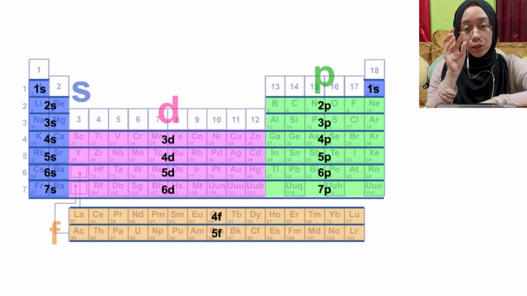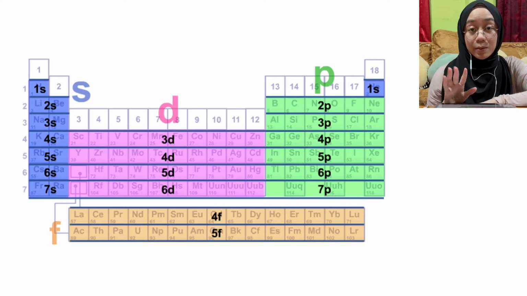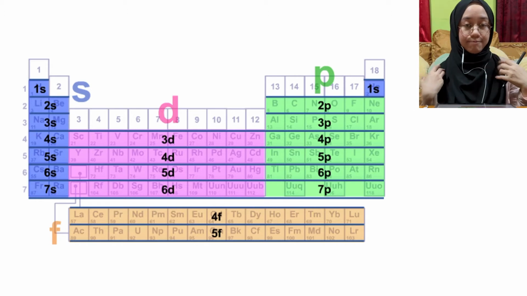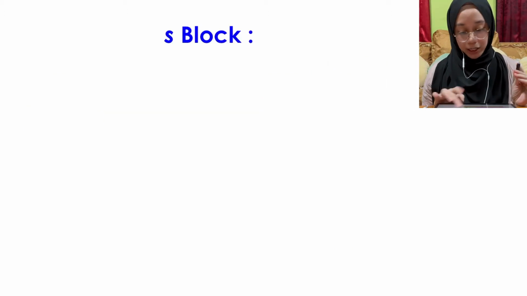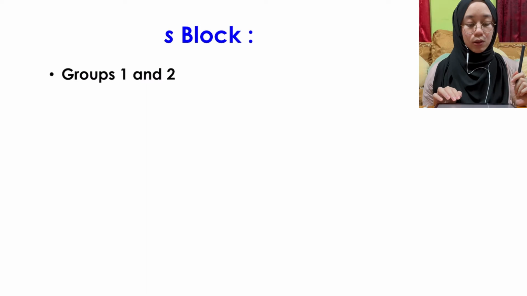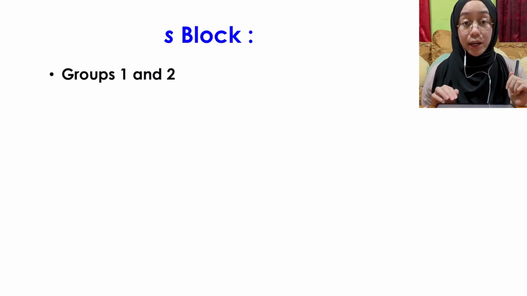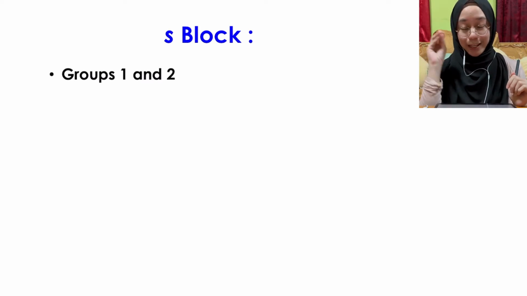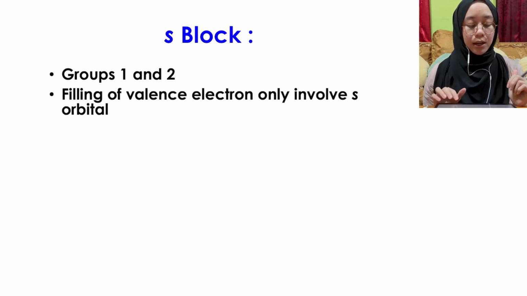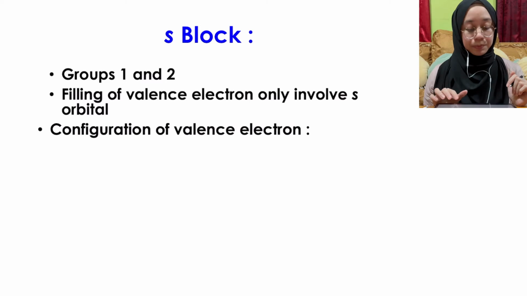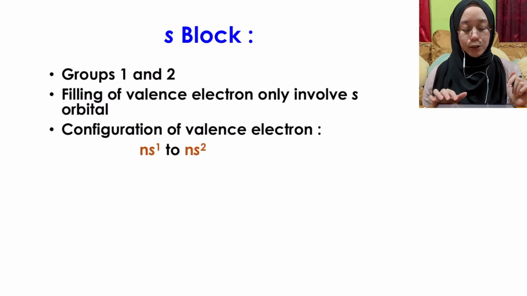Okay, so kita akan tengok satu-satu untuk S, P dengan D. F kita takkan belajar lah sebenarnya. F ni just macam extra untuk kamu. Okay, so S block, so it is specifically for group 1 and 2, including helium, the one yang dalam group 18 tu. Okay, and then in filling of valence electron, it only involves s orbital. Okay, so configuration of valence electron adalah ns1 ataupun ns2.